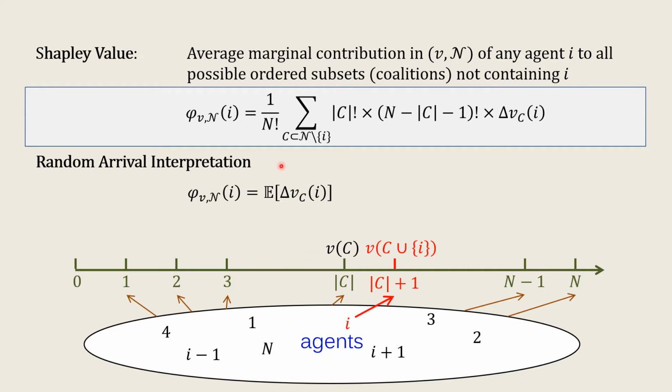Now the expected value, we carry out this over any number of times. So the expected value of the marginal contribution using this random arrival interpretation is equal to the Shapley value.